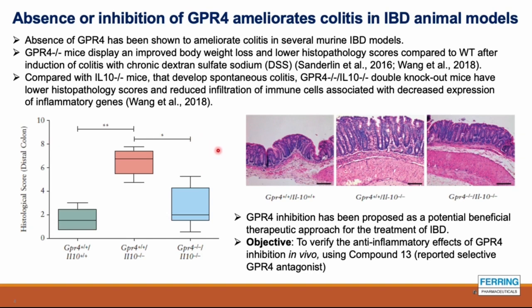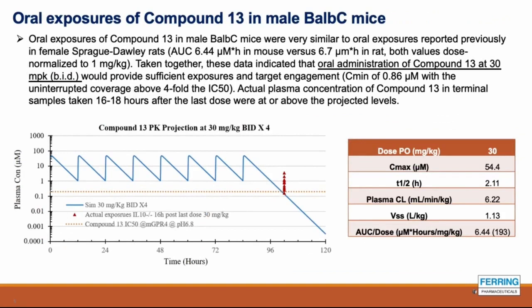Before investing in too much medicinal chemistry, we wanted to perform some proof of concept studies and target validation experiments using compound 13, which has been reported in the literature as a potent and selective GPR4 antagonist, and use this compound for a proof of concept study to verify the anti-inflammatory effect of GPR4 inhibition in vivo. In light of the study presented here, we chose IL-10 knockout mice. Before that, we wanted to profile compound 13 in vitro and confirm its potency, but I will get back to that later in this presentation in more detail.